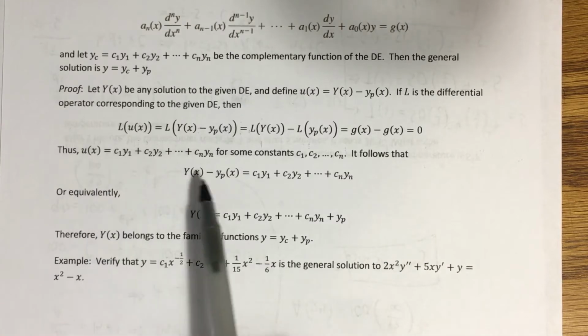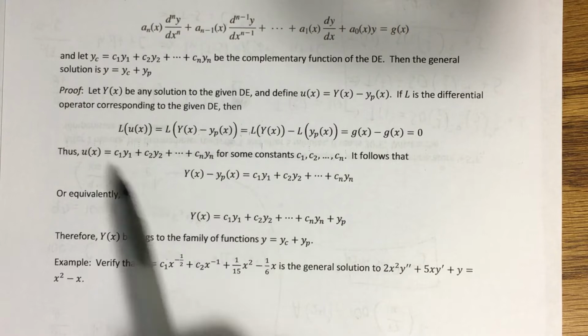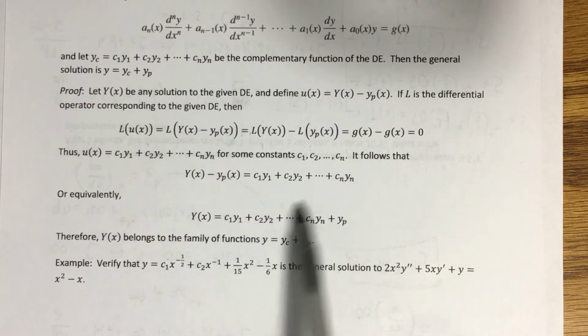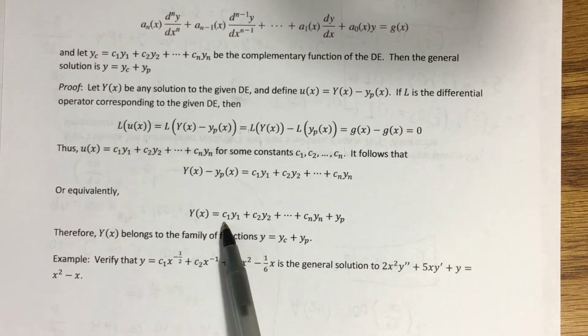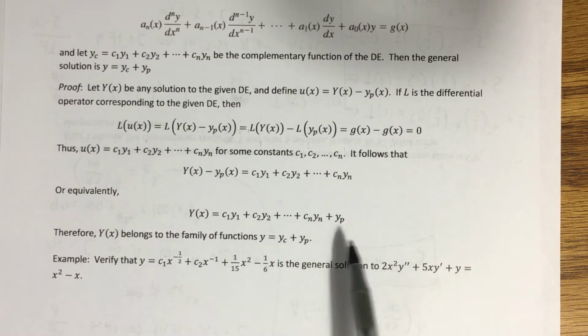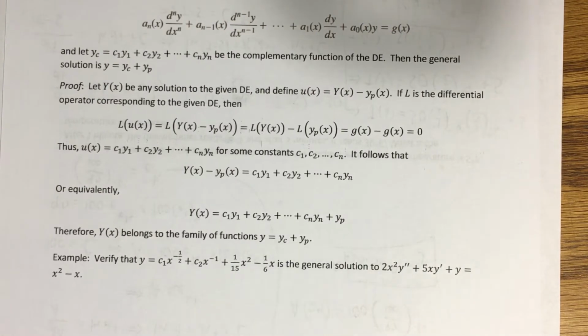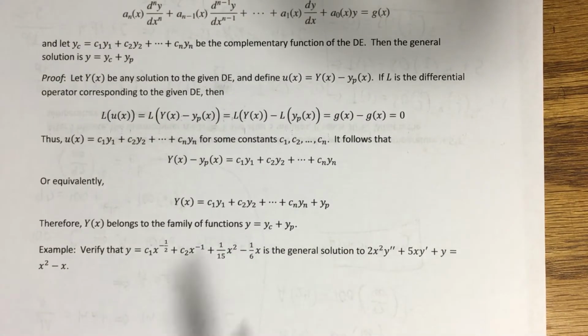We said that u of x was defined to be capital Y of x minus yp of x. So if I take this, substitute it for that u right there, and then add the yp over my particular solution, I get that my arbitrary solution, capital Y of x, is equal to this linear combination from my fundamental set of solutions for the homogeneous plus the particular. Or in other words, this function belongs to this infinite family of solutions. And that shows that all solutions to this dE up here have to take on this form.